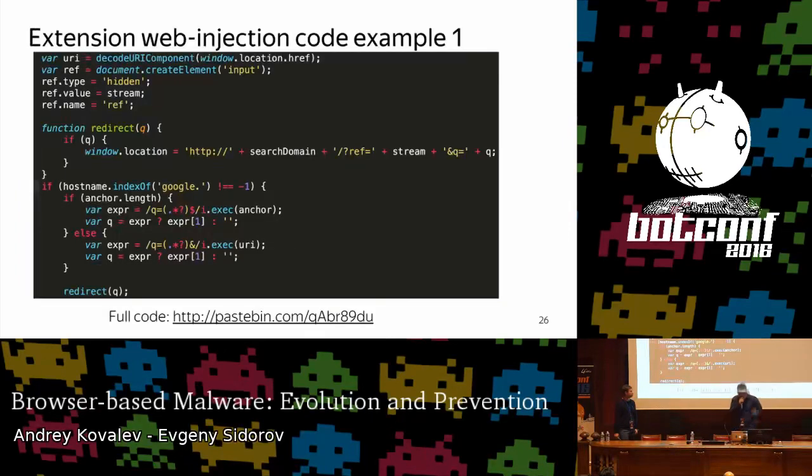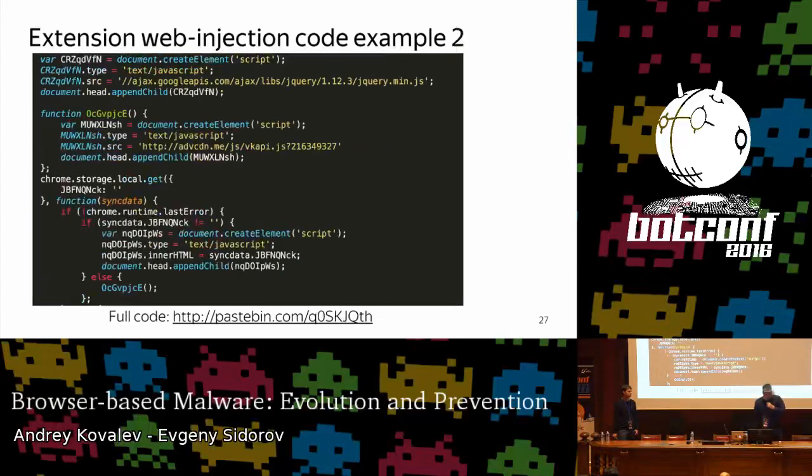So what are the payloads? What is our web injection? The web injection, as a rule, is advertisement based, and sometimes we found something interesting. For example, this payload hijacked web search systems. When the user tried to go to Google, for example, the extension script hijacks the request and redirects to another search system. Here is this example for Google, but in the full code you can find that other web search systems are also used.